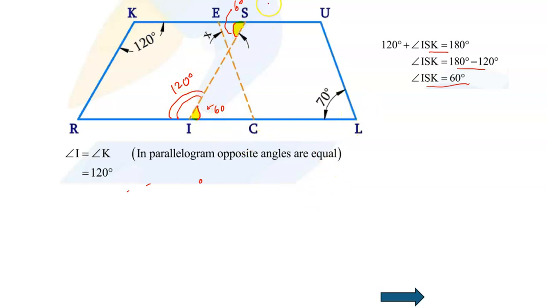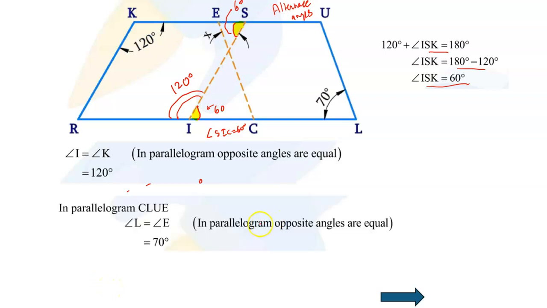What type of angles are these? These are alternate angles. So if these two are alternate angles, what will you be getting there? With these alternate angles, this will be 60, this will also become 60. So you can say that this angle, which angle? This one, angle SIC, that is also 60 degrees. Okay. Now let's go for the next one.